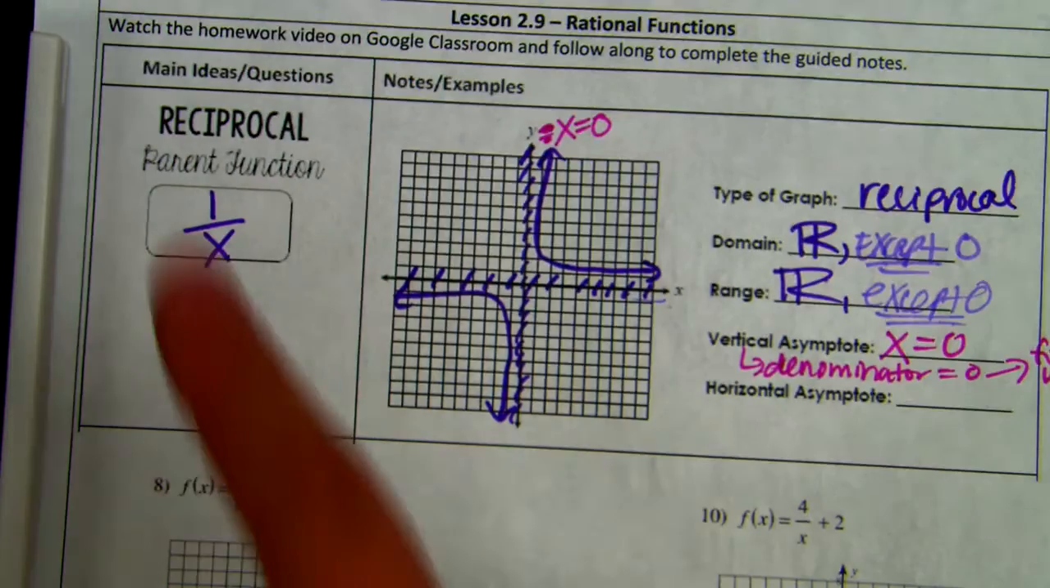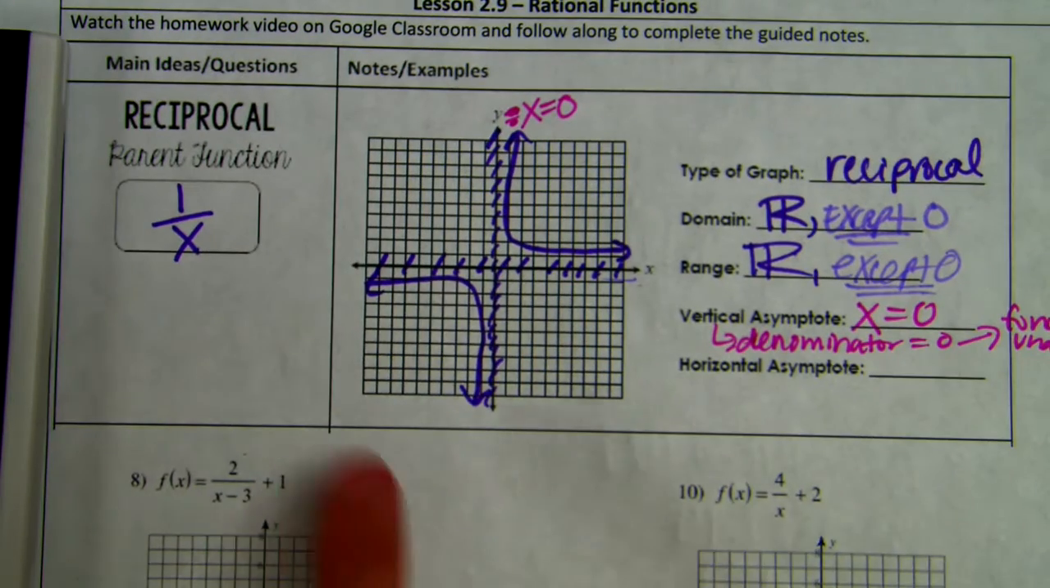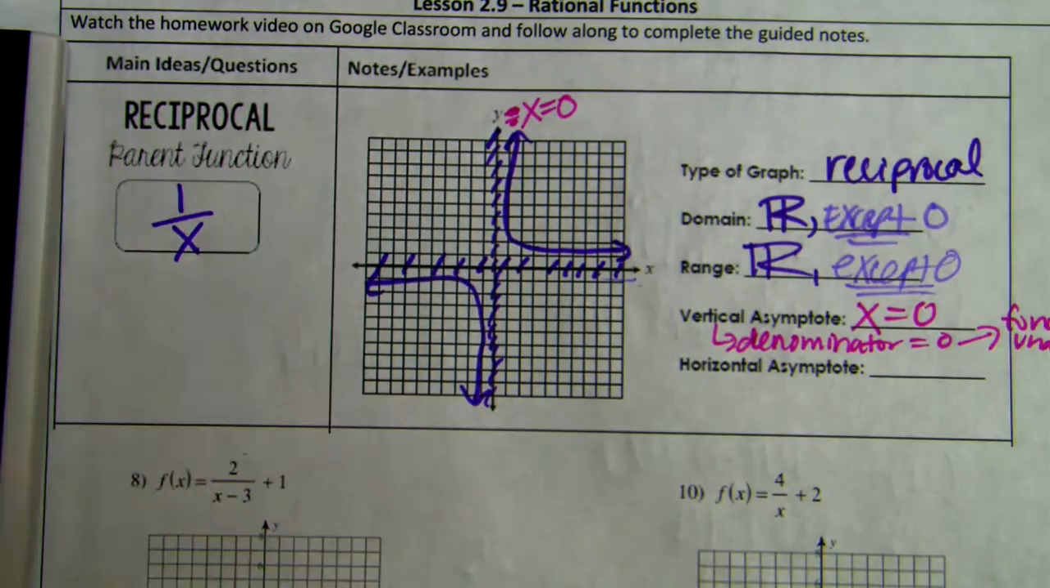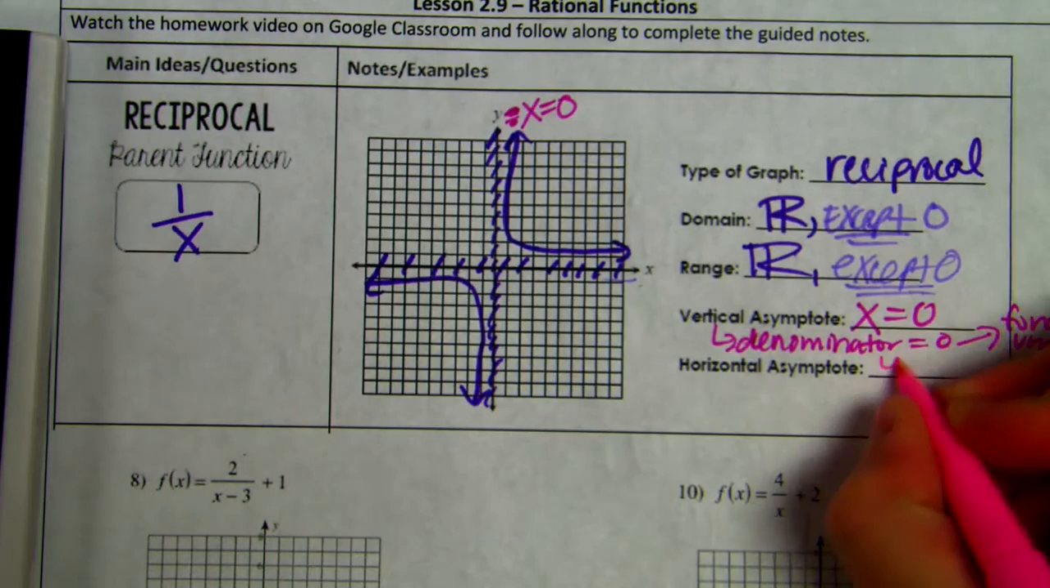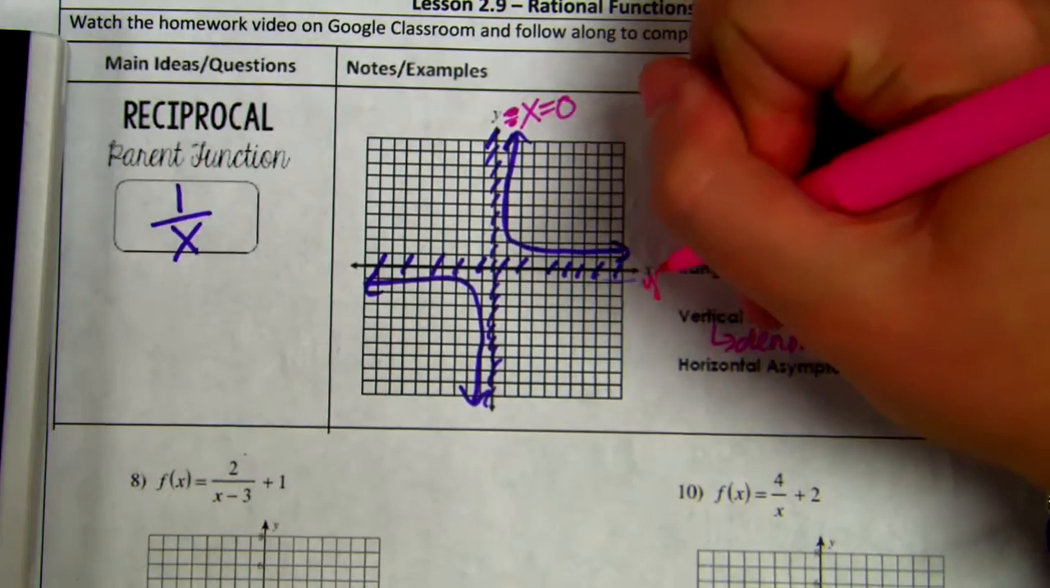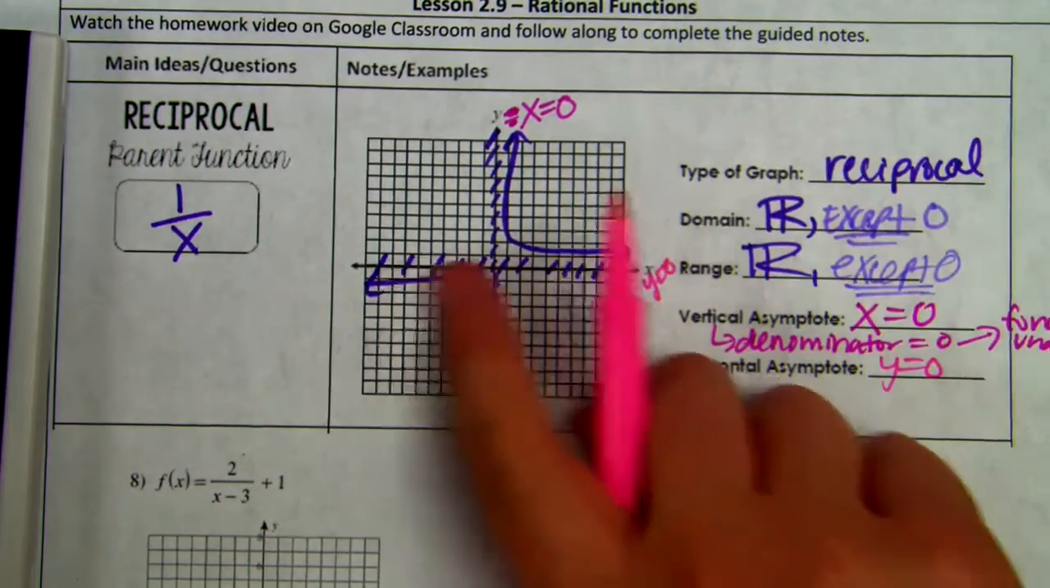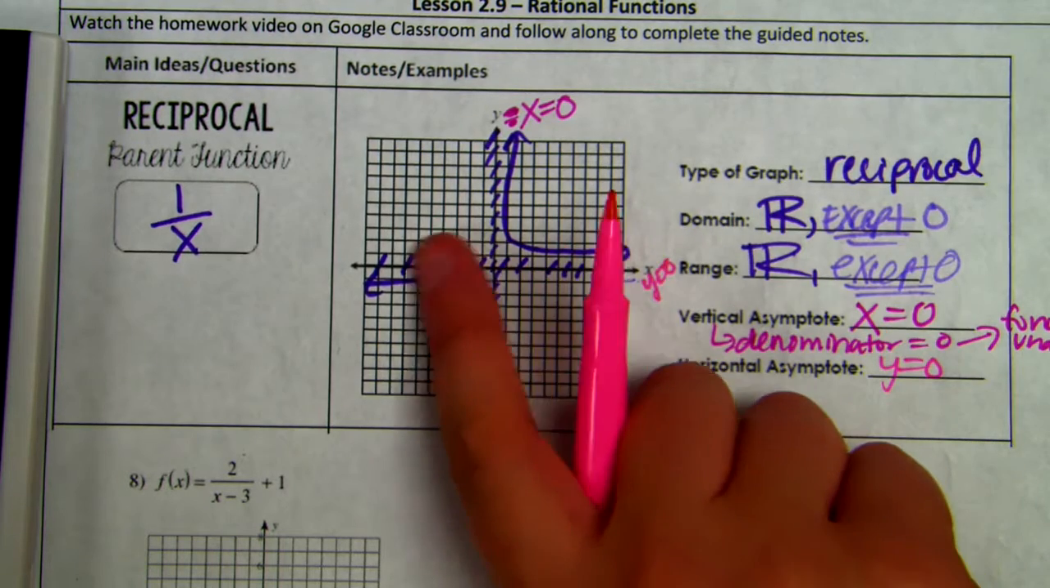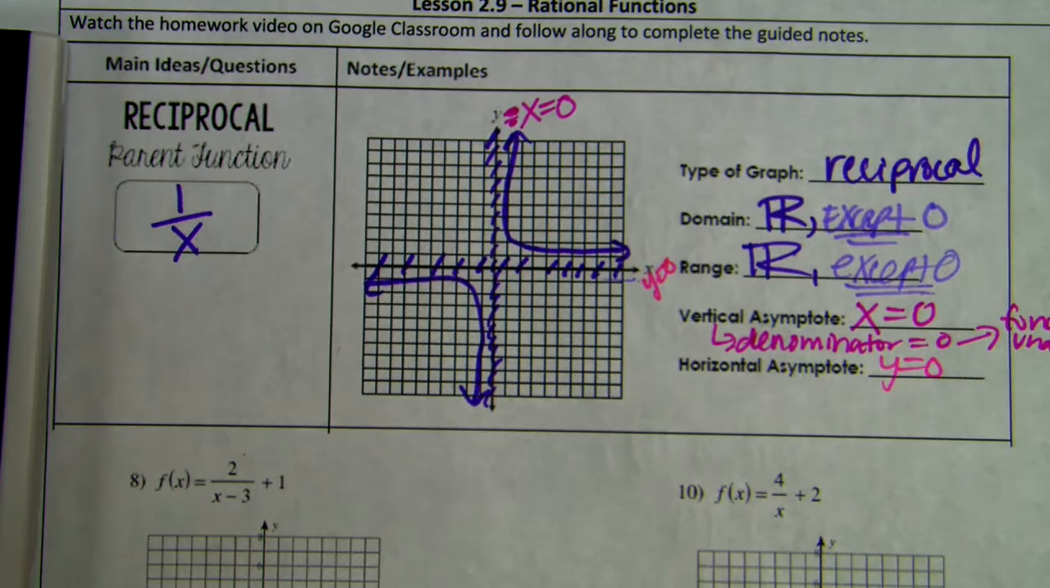Good, so the horizontal asymptote's a little bit trickier. Here, it's going to be the line y equals 0, or the x-axis. I'm going to write that right there. X-axis, y equals 0. Once again, it could be any x value along this axis, but it's always going to be y equals 0. And how do we know that? So basically, you know how when the denominator is a 0, it's undefined?